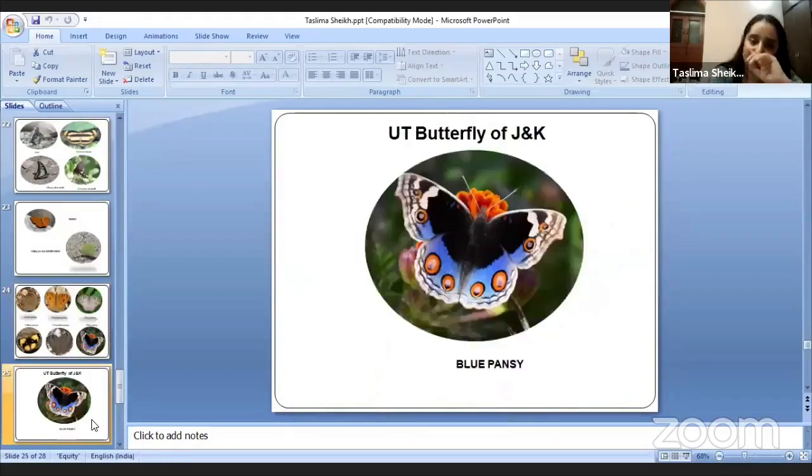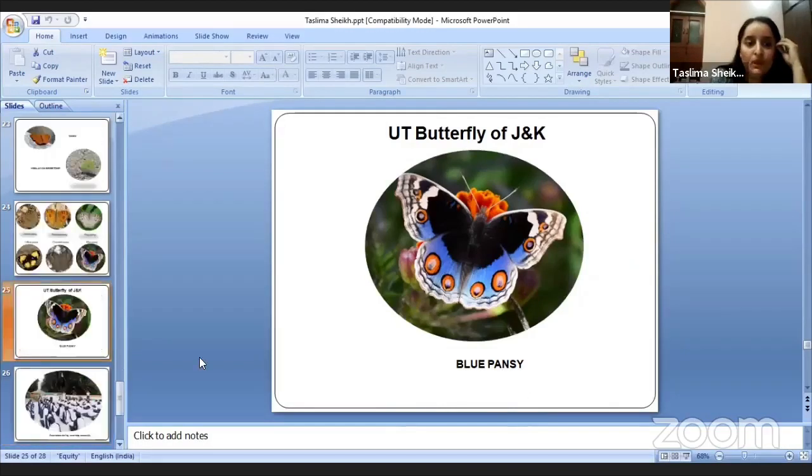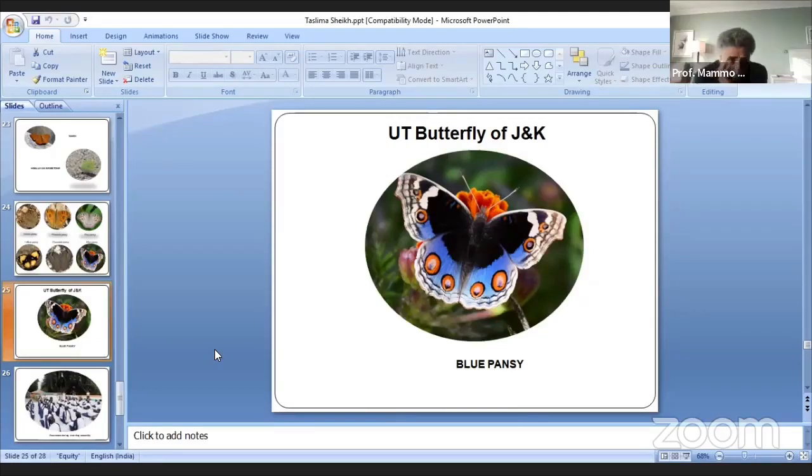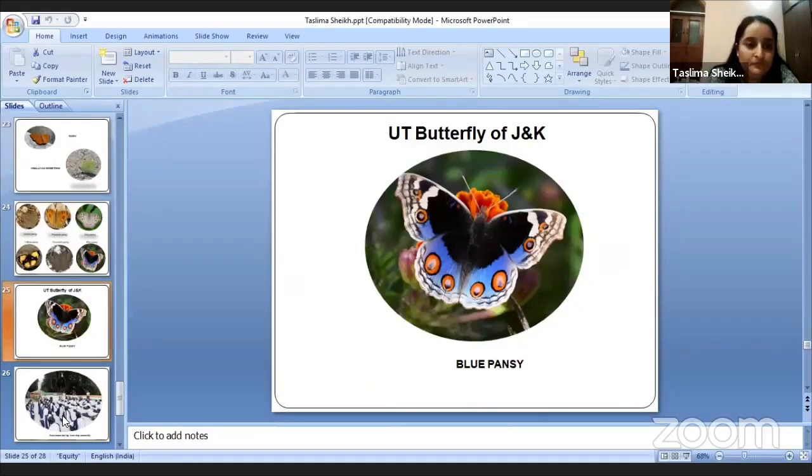Now, this is the 6th pansy, that is blue pansy. Recently in Jammu and Kashmir Union Territory, it has been declared as the UT butterfly of Jammu and Kashmir. So this butterfly is common in both Jammu altitudes, that is a low altitude area, and in Kashmir altitude as well. That was the only reason to declare this butterfly as a UT butterfly, so that everybody can see it anywhere.